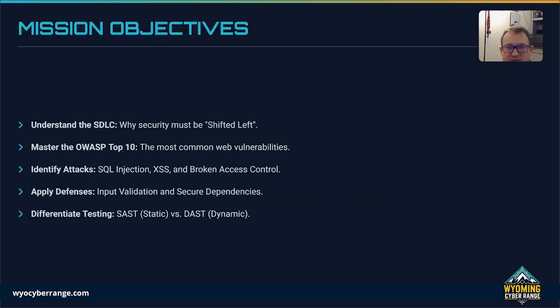So here's our plan for this chapter. We'll start with the SDLC, the software development lifecycle, and why we need to shift left. We are going to dive deep into OWASP Top 10. We're going to be talking about the industry standard list for the most dangerous web vulnerabilities. You need to know how SQL injection and cross-site scripting actually work. We need to cover the defenses and input validation, and really how to manage third-party libraries. And then finally, we're going to talk a little bit about SAST and DAST. We're going to be checking the code and checking the app itself as it is running.